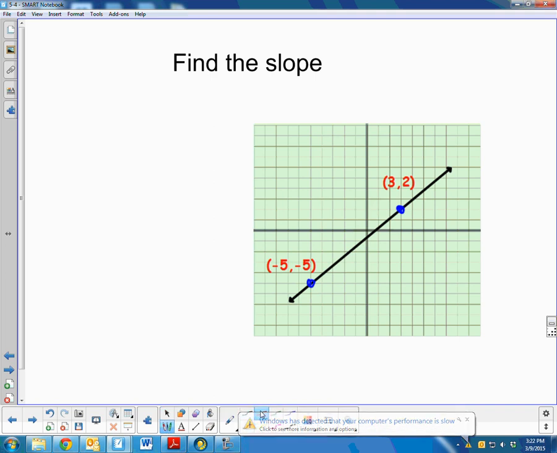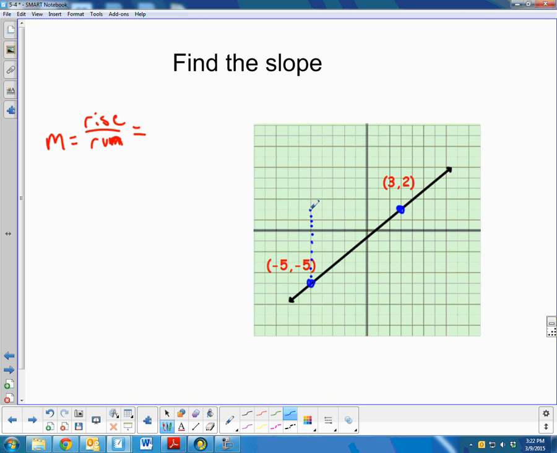Slope is going to be, and slope we're actually going to refer to as m. So the slope is going to be rise over the run. Why is it m? I don't actually know. But rise over run, we're going to figure that out. So if I look at my points here, the rise, I've got -5, and 3, 2. So from -5 up to 2.